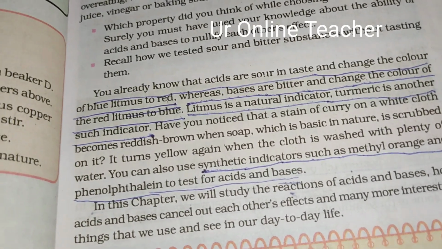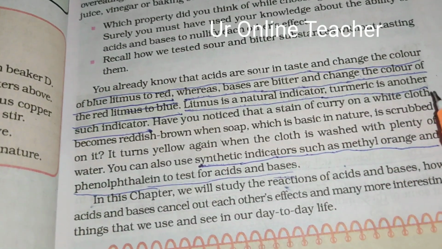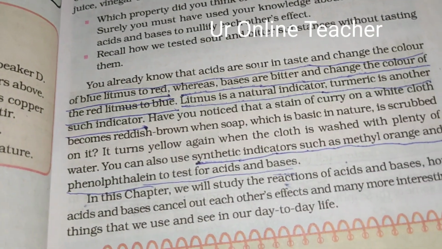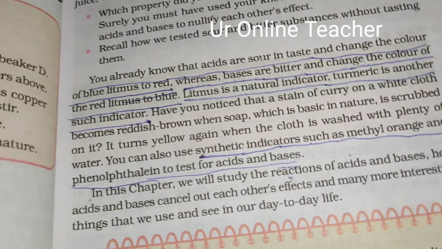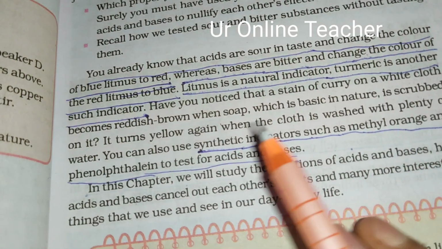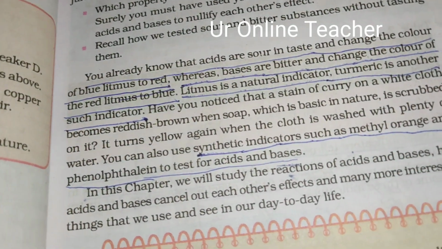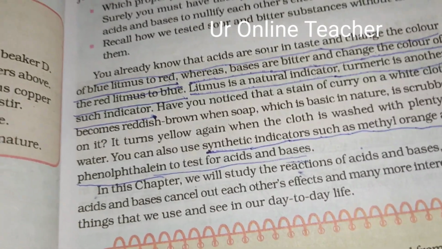Even turmeric is one such indicator. Have you noticed the stain of curry on white cloth? If some curry falls on a white cloth, it will become reddish brown when soap is added to it, because soap is basic in nature. And it turns yellow again when the cloth is washed with water.